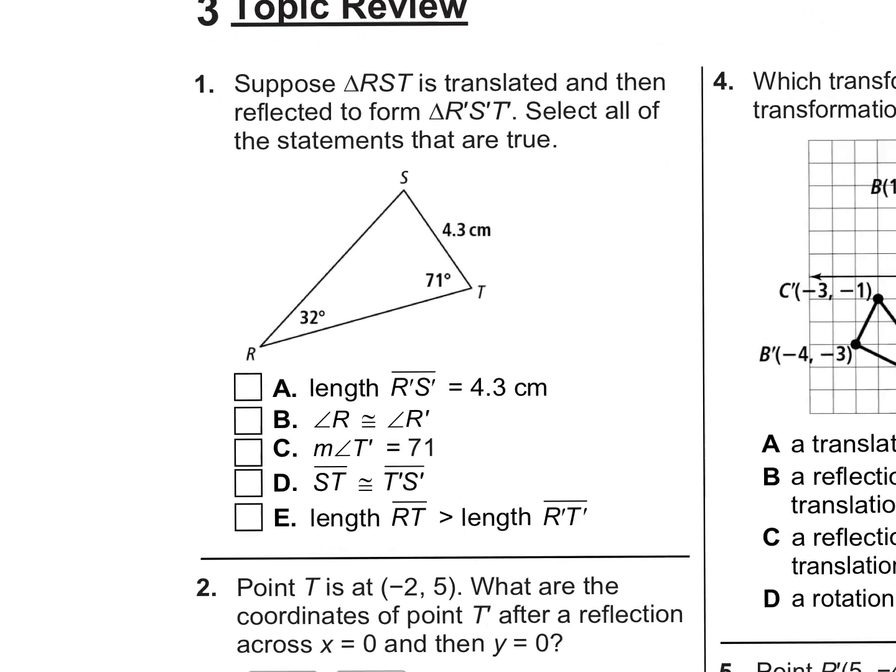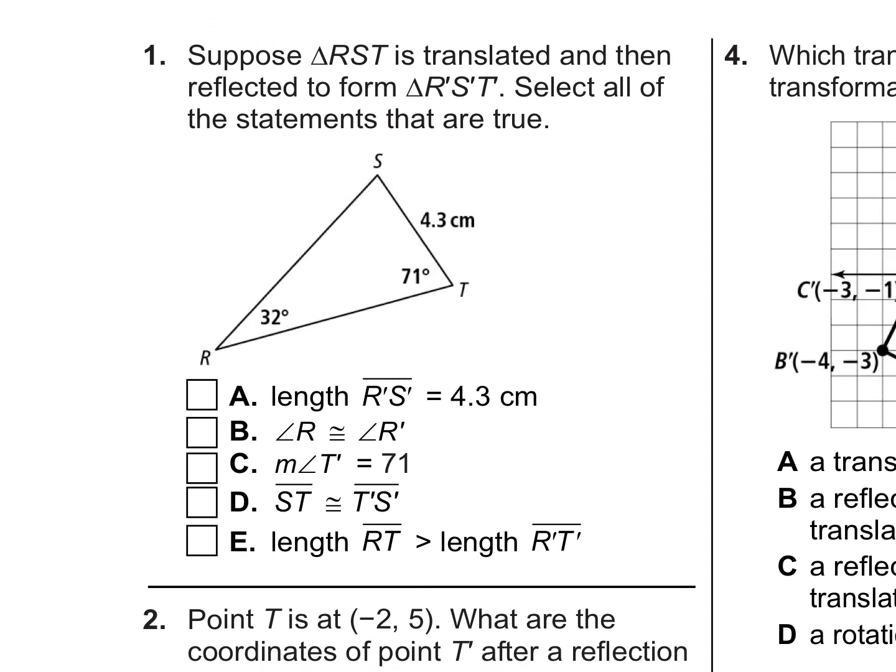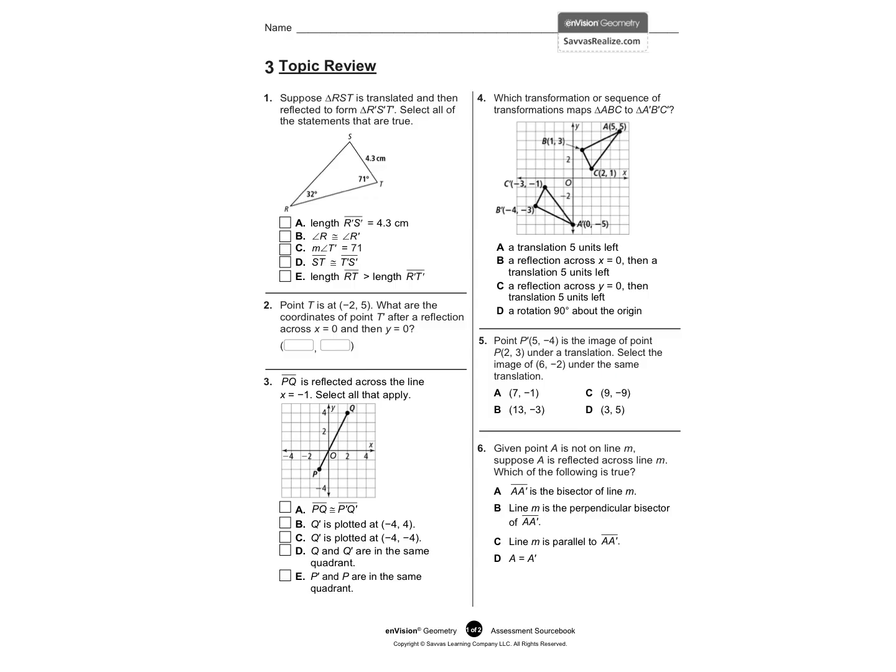Topic 3 test review starting at number 1. The first 2 pages are testing what you know about transformations. You're not necessarily performing them, it's just testing what you know about them. So number 1, it says suppose, what does this mean? What does that mean right there?